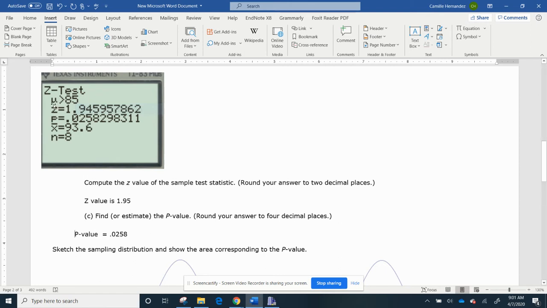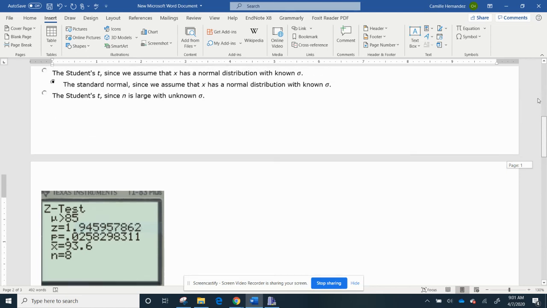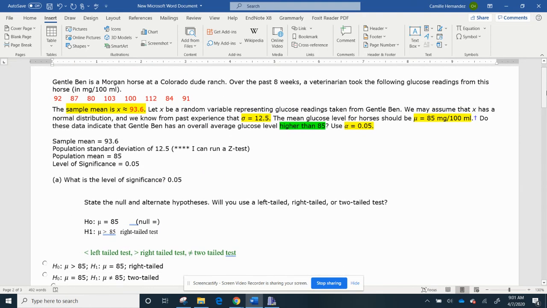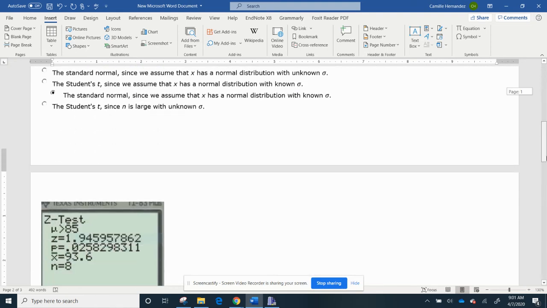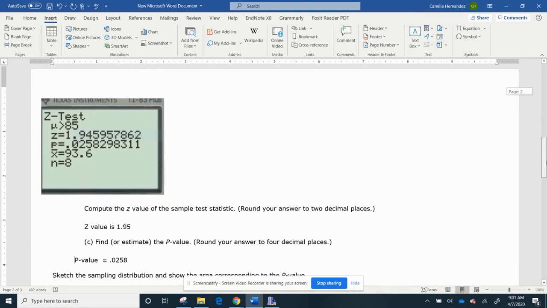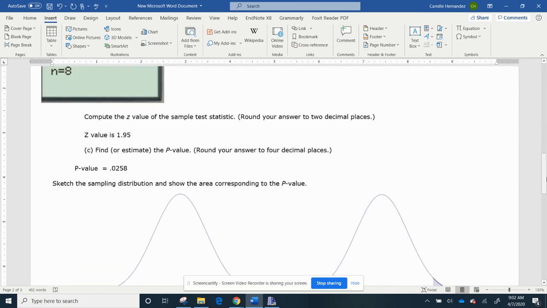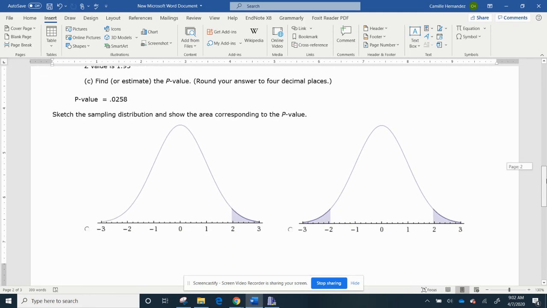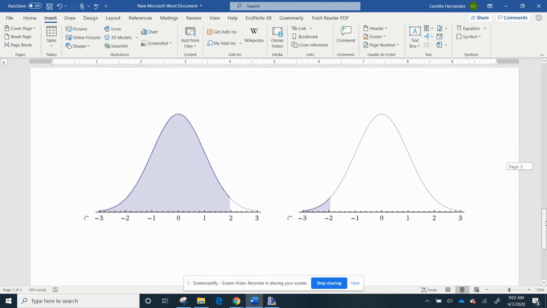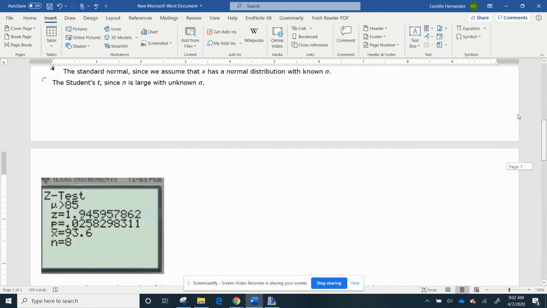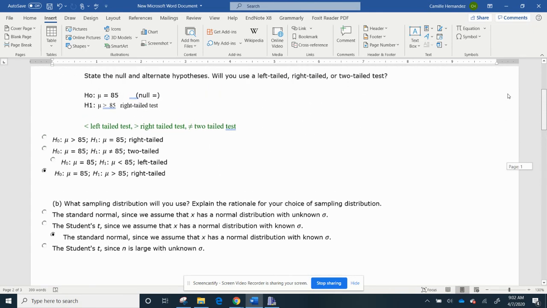Again, check yourself. Does this visual right here match your alternative? And it does. Those kind of things. Check yourself to see that you got the right answer. All right. So there's my Z and there's my P value. All right. I'm going to keep going. So it wants me to find the sampling distribution for this. Okay. You already told me up here it was a right-tailed test.